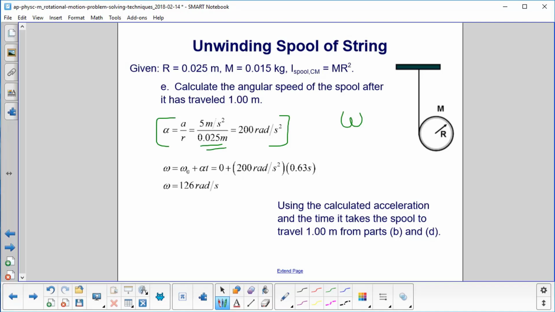We then use our first kinematics equation for rotational quantities. So omega is omega 0 plus alpha t. It's initially at rest, so omega 0 is 0. We substitute in the numbers we found in previous parts of the problem, actually the exact slide before us, and we have the angular acceleration here, and we find omega is 126 radians per second.